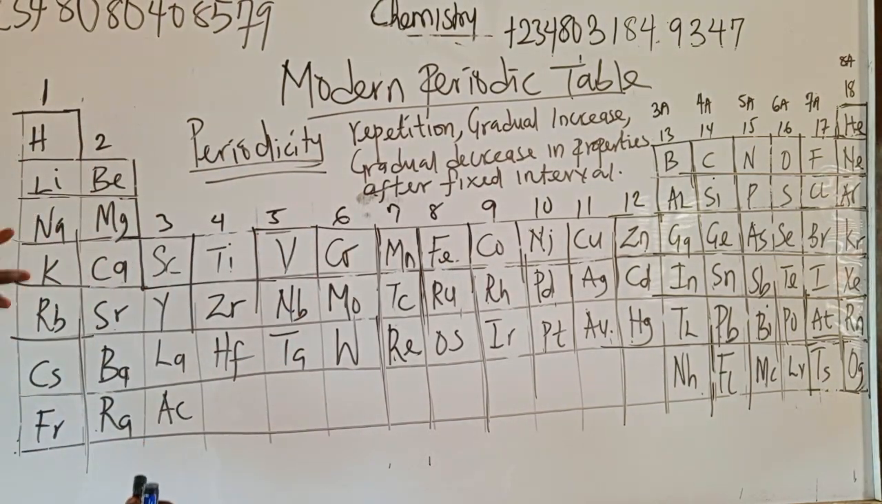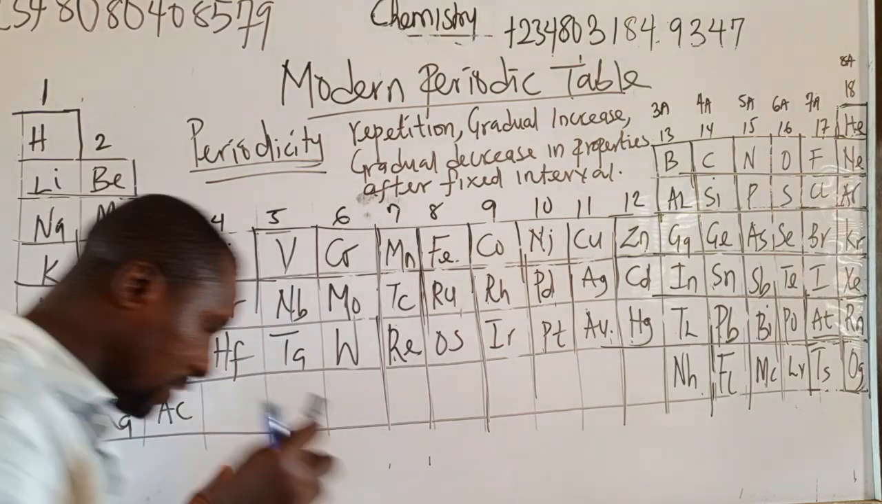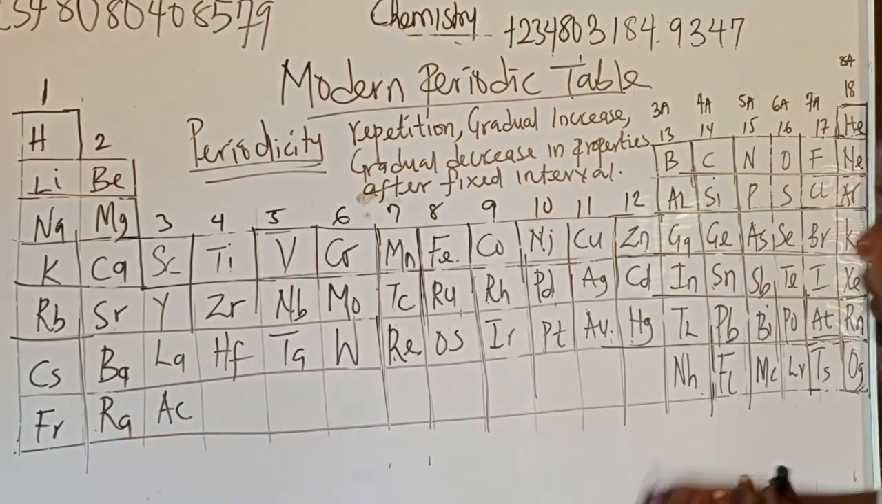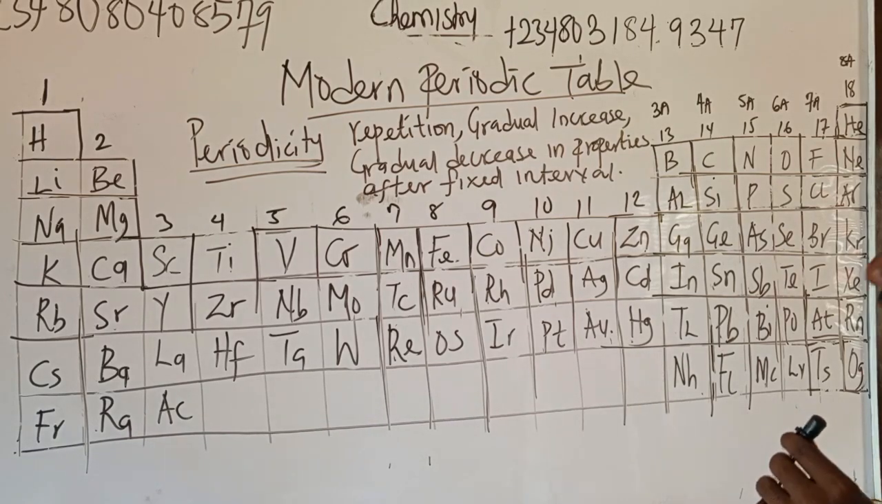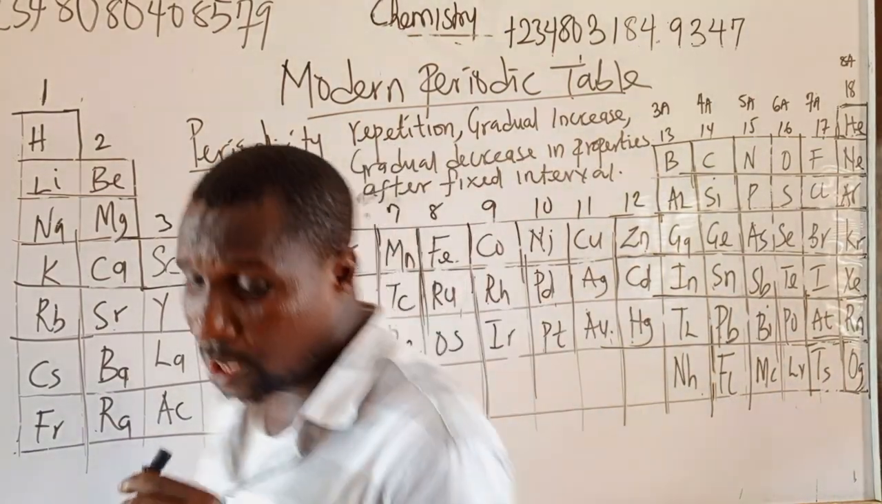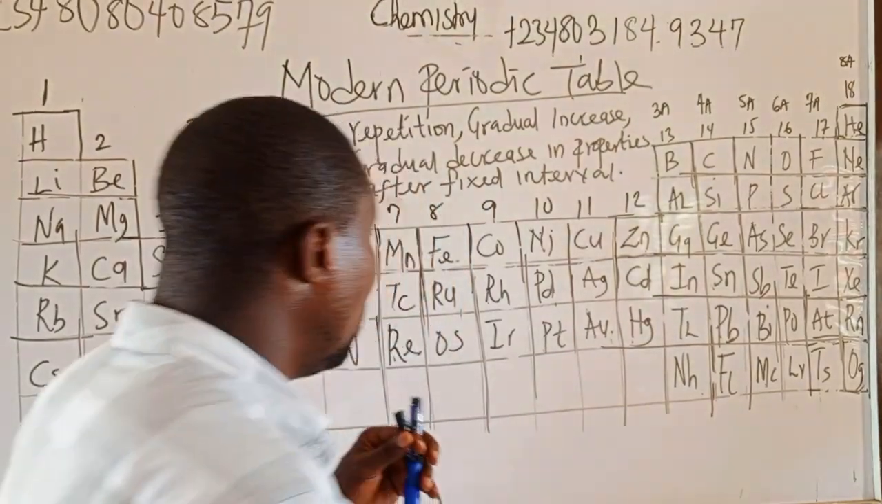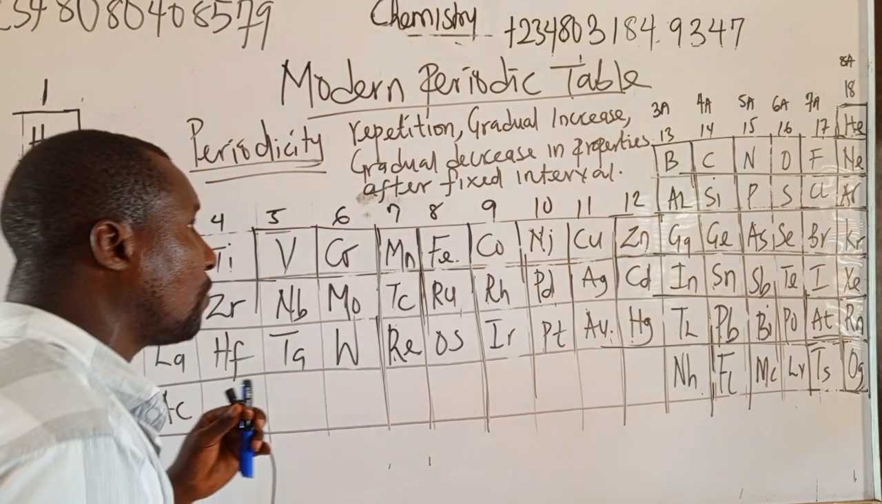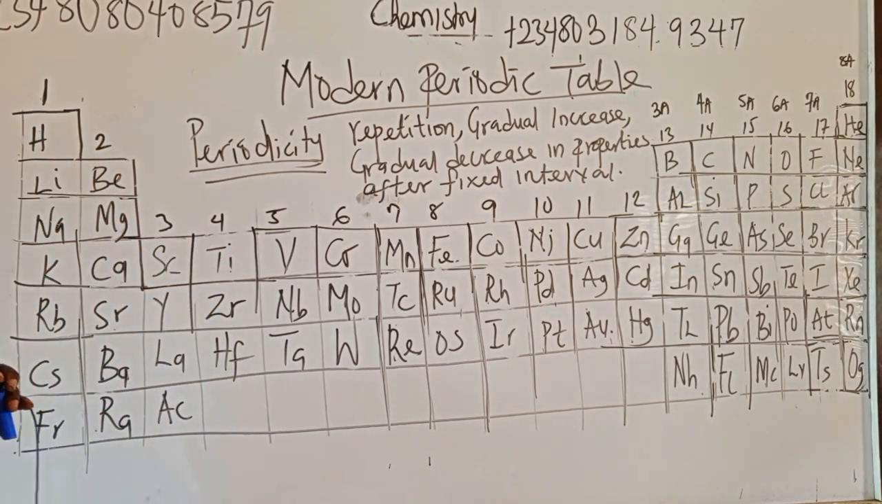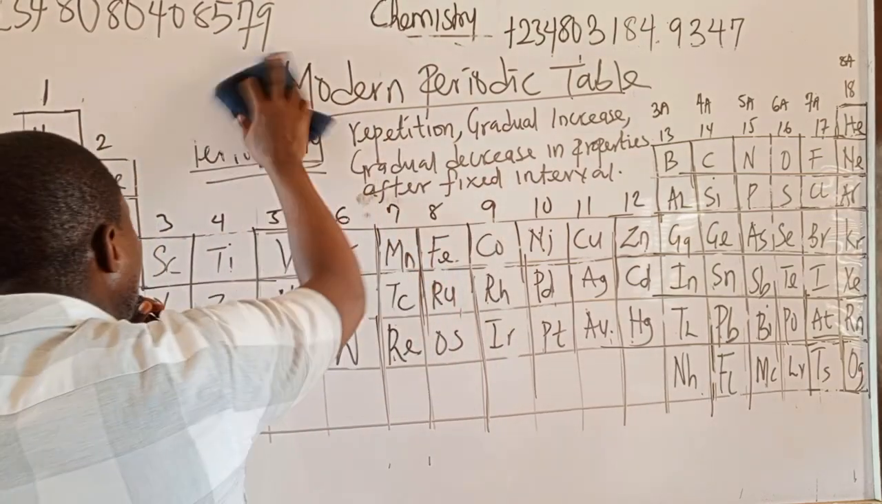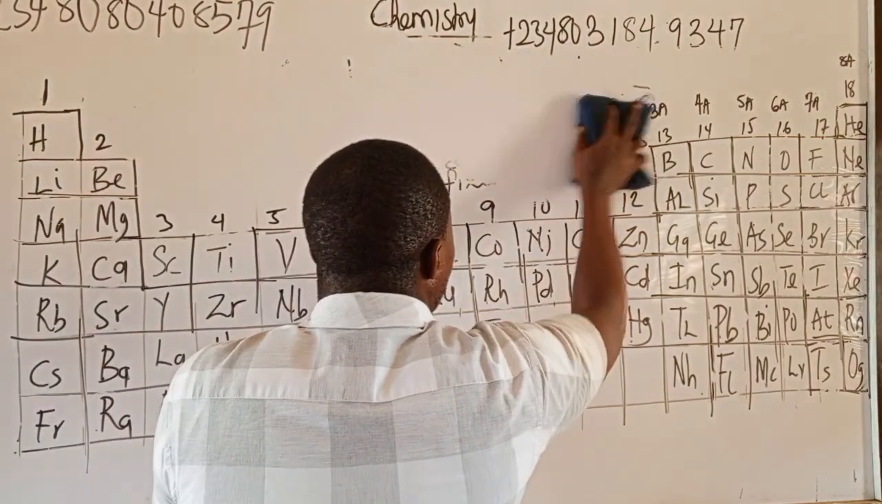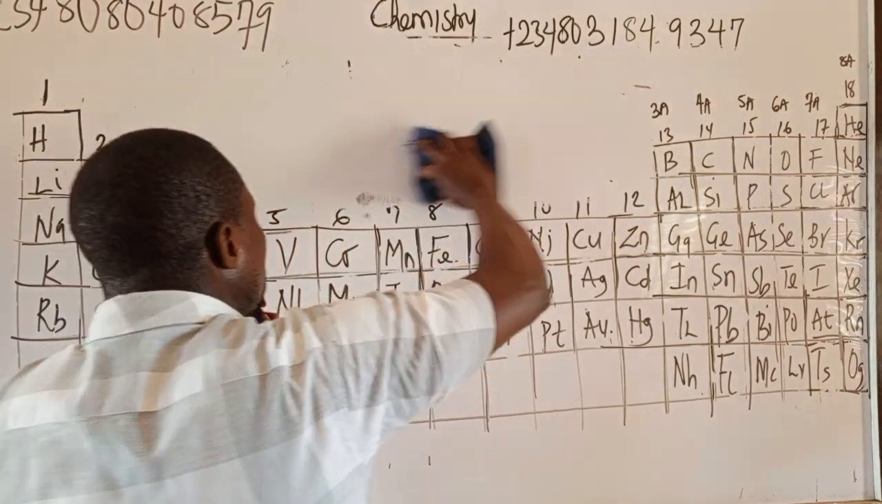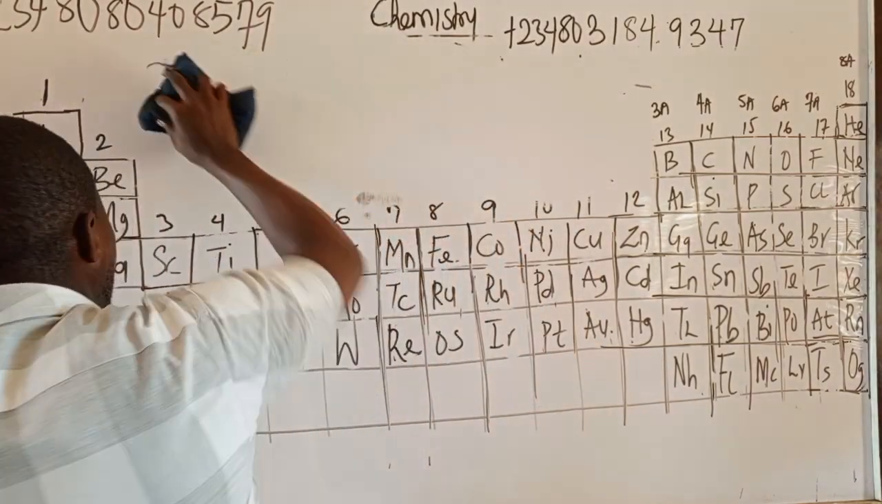We shall look at the periodicity, the characteristics of some groups in this periodic table. We shall look at the characteristics of all these groups in this periodic table. Let us move further. You can pause the video and look at this. I said periodicity is repetition or gradual increase or gradual decrease in properties of elements after a fixed interval. Take note of this lesson.